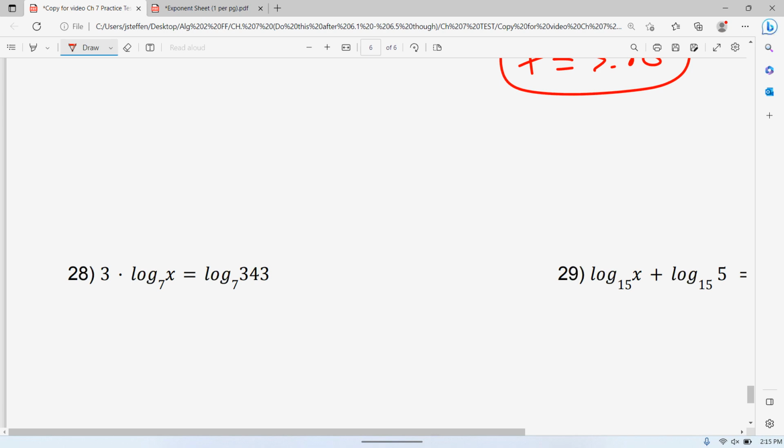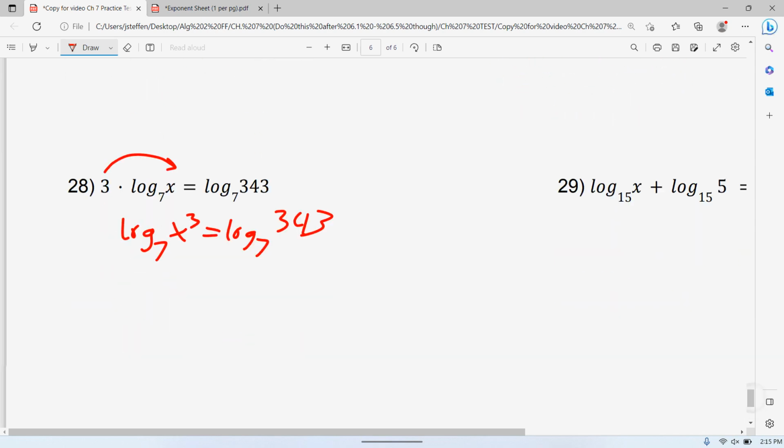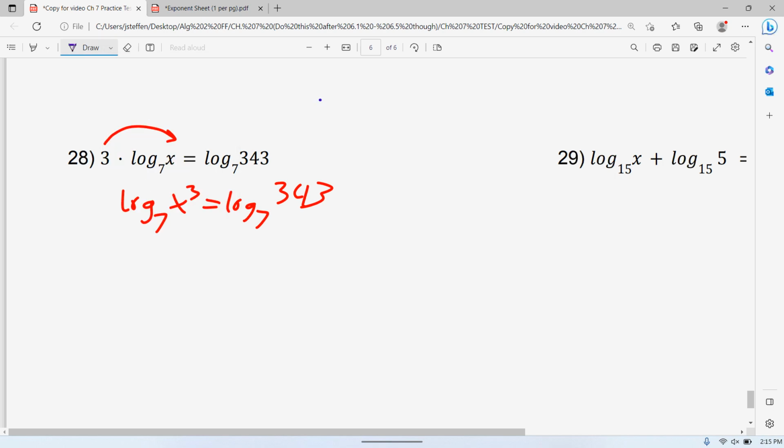I'm going to simplify first by taking the log on both sides. Both are log base 7, so x to the third is equal to 343.